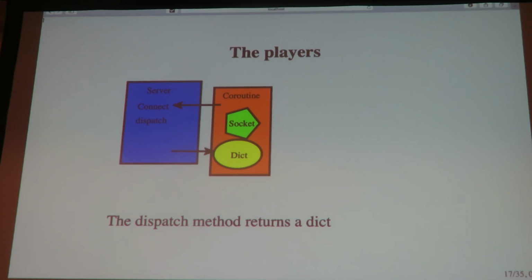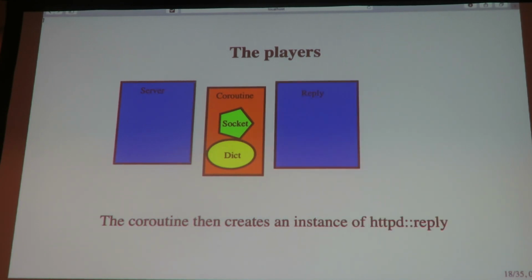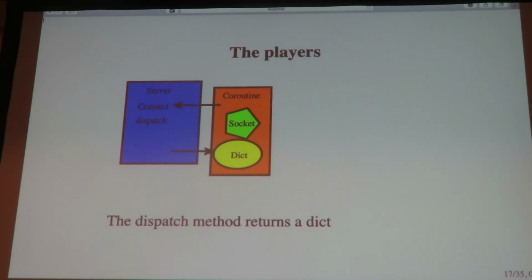And when it's done, it prepares a data structure that describes to an object yet to be created exactly how we're going to answer this request. Yes, sir. You're talking about the coroutine as if it were an object. It does this and it does this. But what is it? What's the structure here?